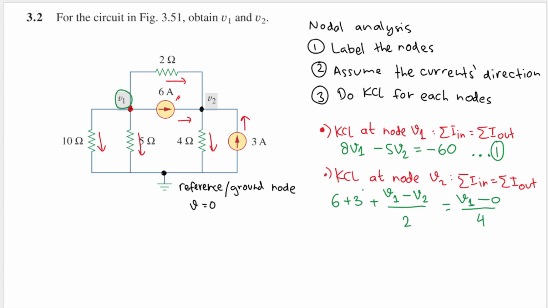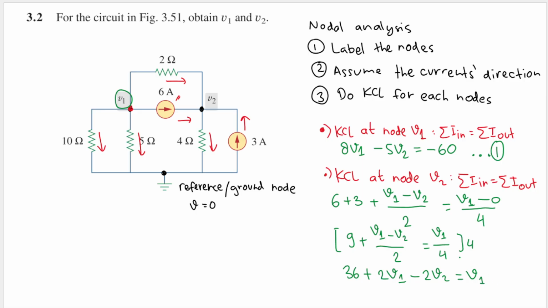Good. Okay, now let's do simple math. 6 plus 3 is 9. So we have 9 plus V1 minus V2, then divided by 2. And then we will have V1 minus 0, that is V1, divided by 4. Okay, multiply both sides by 4 here. So we'll have 36, then plus 2 and 4 will cancel into 2, so we'll have 2V1 minus 2V2, and that will equal to V1.